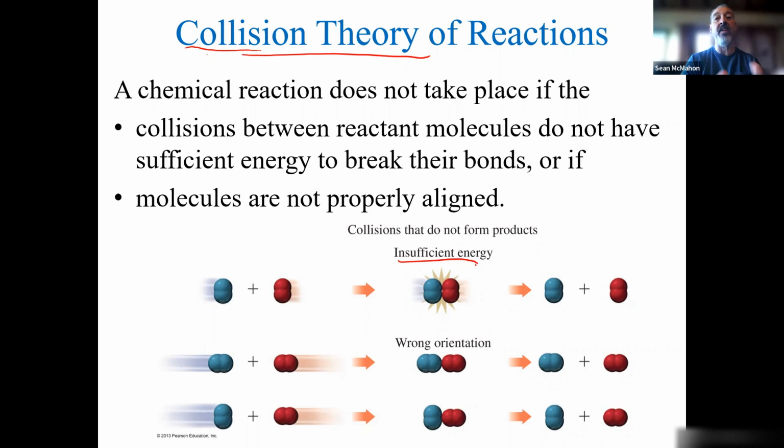The other thing is, to have an effective collision, not only do I need the correct amount of energy, I have to have the right orientation. So they have to collide in a manner that's going to result in not just hitting with enough kinetic energy, but hitting with enough kinetic energy, breaking bonds, and simultaneously making new ones. So in this example, we see this is the incorrect orientation to produce my two products of nitrogen monoxide.